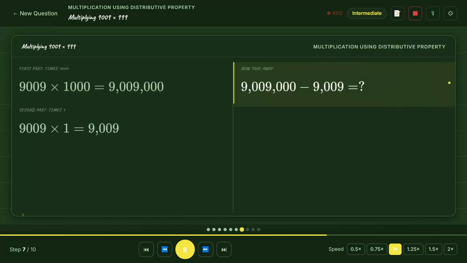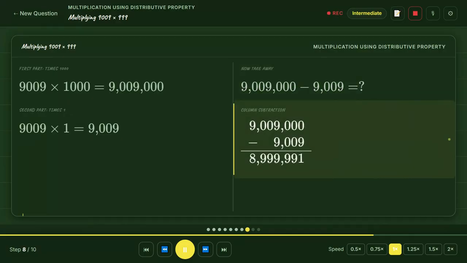Now we take the big number 9,009,000 and take away 9009. Let's set this up carefully and work it out. Let's line up the numbers and take away. Starting from the right, 0 take away 9, we can't do that, so we borrow. After all the borrowing, we get 8,999,991.